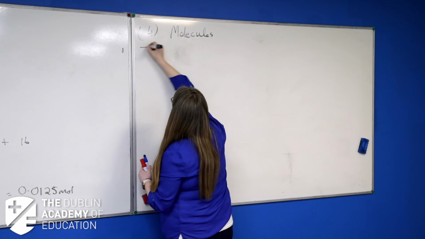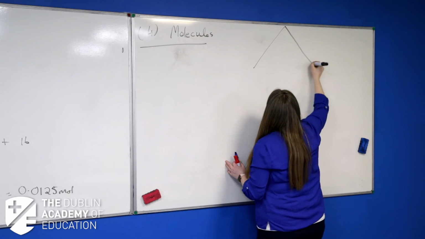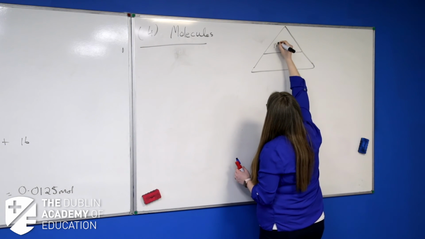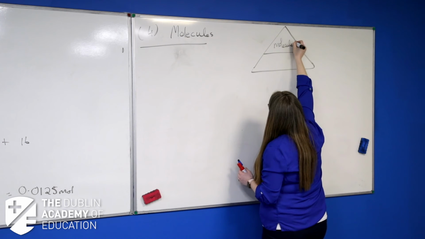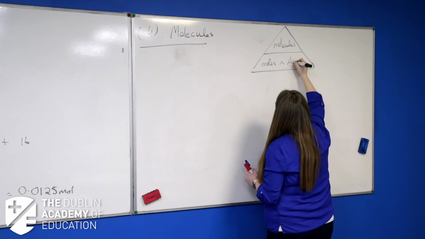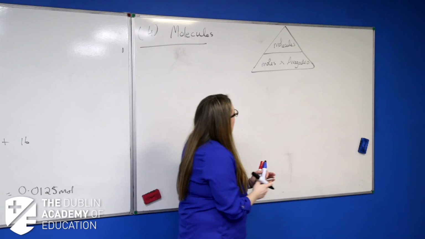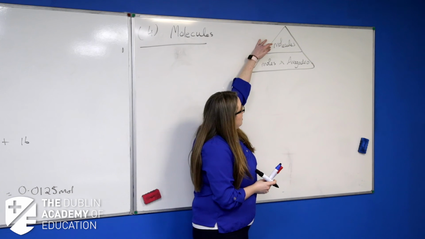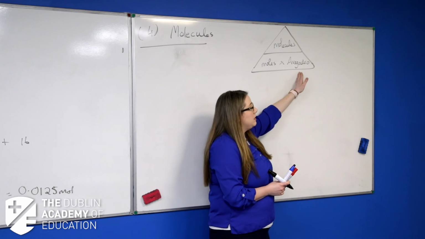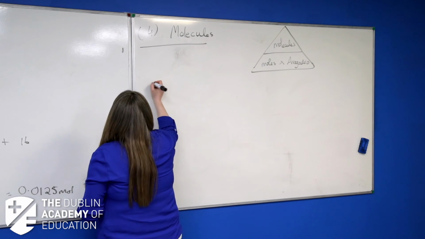We're going to do molecules first. So our triangle that we had was molecules on the top, moles times Avogadro on the bottom. Okay, so anytime you want to work out how many molecules there are in a sample, you take the number of moles of it and you multiply it by Avogadro's constant from the log tables. So, example.